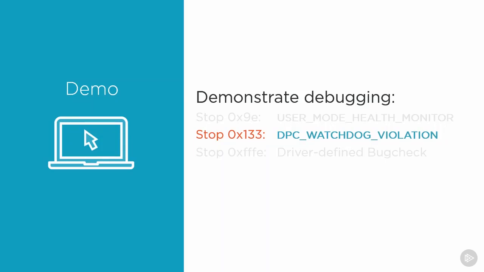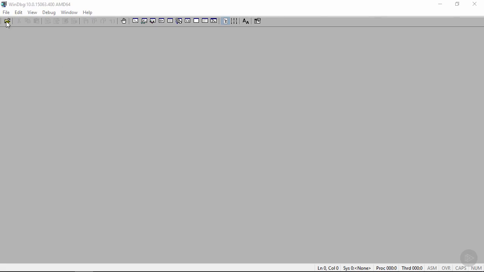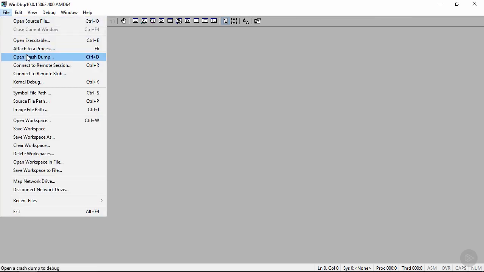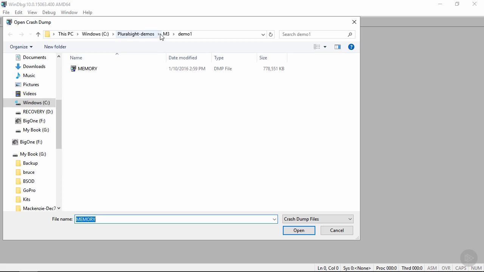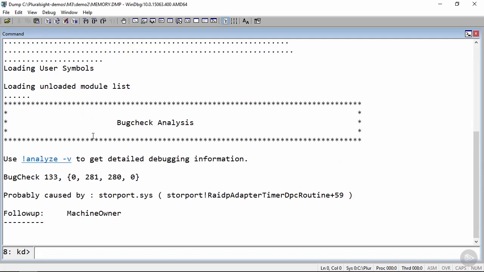So at this point, I'd like to go ahead and show you a different kind of crash. This is a Stop 133 or a DPC watchdog violation. As we bring up the debugger again, we'll start it in administrative mode and open up our next crash. We'll take a look at demo 2 and load it into the debugger. Now here we can see it is a Stop 133, a DPC watchdog violation.